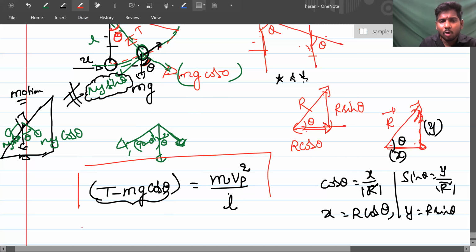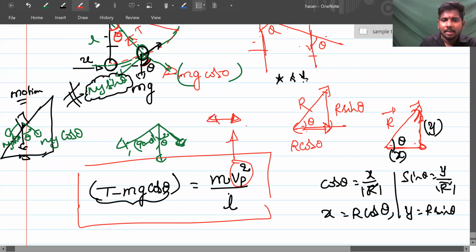And to figure out this Vp, you can use the mechanical energy conservation concept, the work energy concept, and apply it. But how to get this force equation? Net centripetal force is equal to m into the centripetal acceleration, that is Vp square by R. Net centripetal force along the line is T towards inside, mg cos theta away. So T minus mg cos theta is equal to m Vp square by R. Did you get this or not?